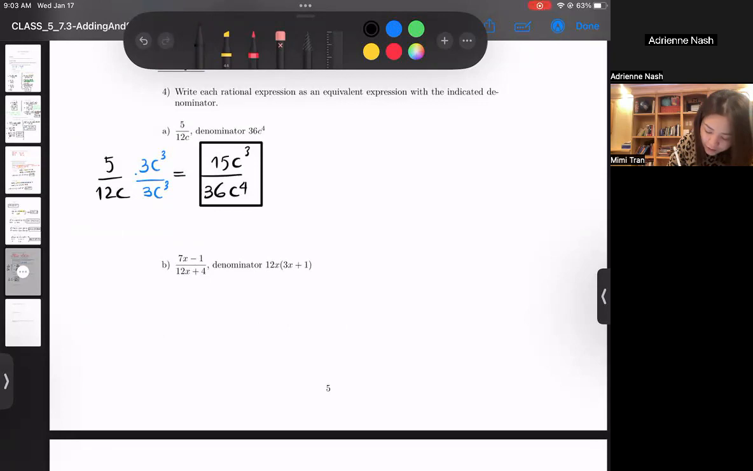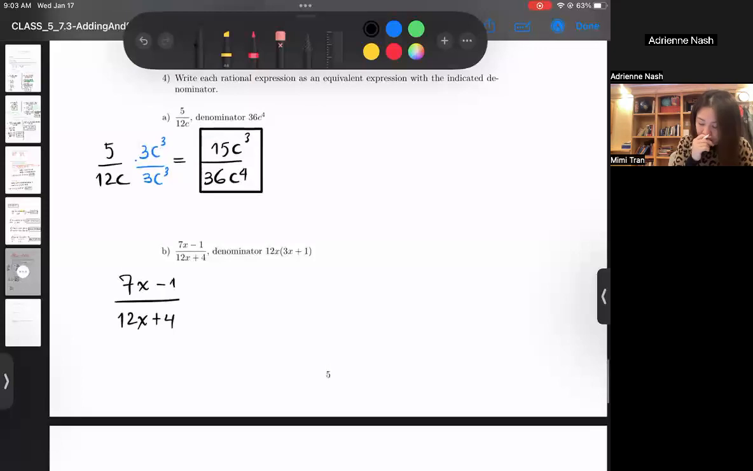For part B, let me write out my original problem, 7x minus 1 over 12x plus 4. That's my original problem. Now, I can say to you that I like the factor form. That's the reason why. If I was you, if I can factor it, I would. So I'm going to factor the bottom because I see I can factor out the 4. So I have 7x minus 1 at the top, rewrite it, and the bottom I can factor out a 4. What remains is 3x plus 1. So that's the original in factor form.